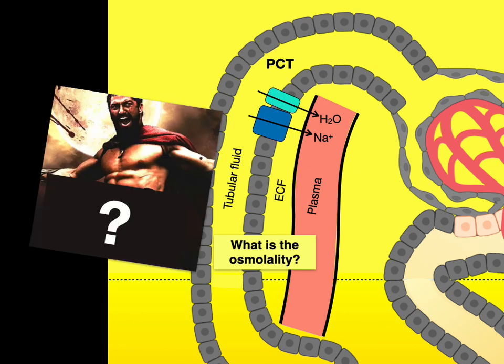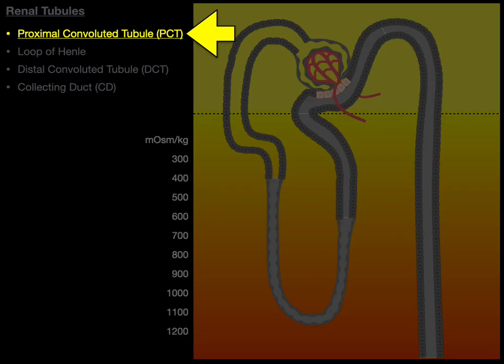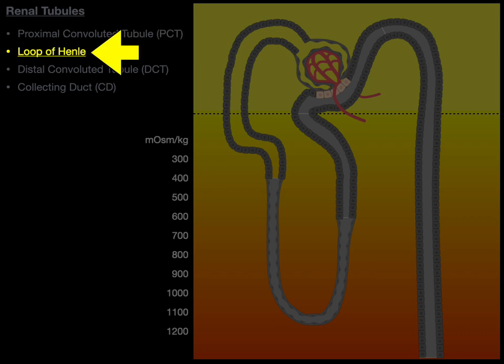To answer that question, what movie is this? 300. And it's 300 milliosmoles per kilogram that is the osmolality for tubular fluid, extracellular fluid, and plasma in the proximal tubule. Now let's go to the loop of Henle.